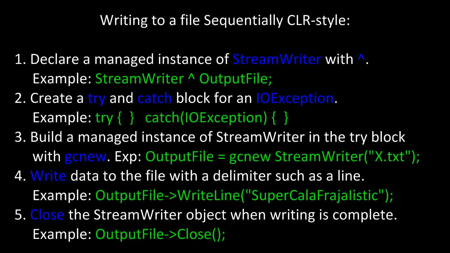Here's an overview of writing to a file sequentially, CLR style. First, declare a managed instance of StreamWriter with the caret. Second, create a try and catch block for an IO exception. Third, build a managed instance of StreamWriter in the try block with gcnew. Fourth, write data to the file with a delimiter such as a line. And finally, close the StreamWriter object when writing is complete.